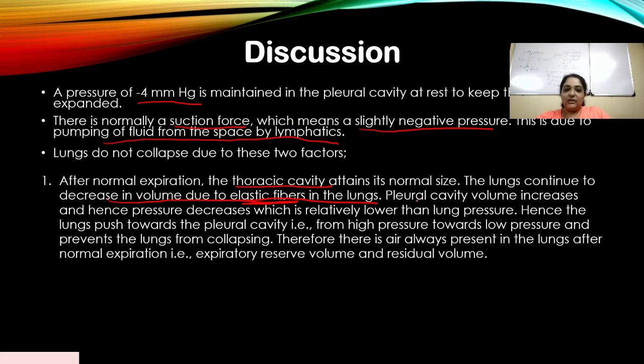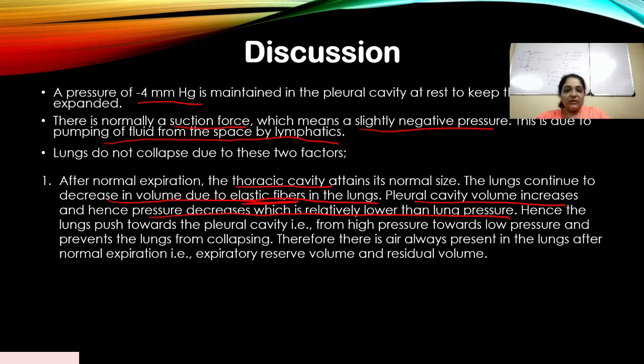Pleural cavity volume increases and hence pressure decreases, which is relatively lower than the lung pressure. I will explain that in just a minute. Just understand the pleural cavity volume is continuously increasing and hence the pressure decreases, which is relatively lower than the lung pressure. Like I told you, elastic recoil. So the lung is also continuously decreasing in volume, and that is increasing the pleural cavity space.